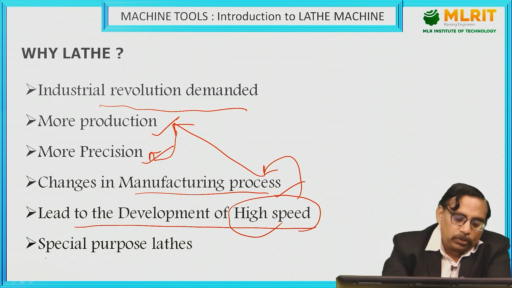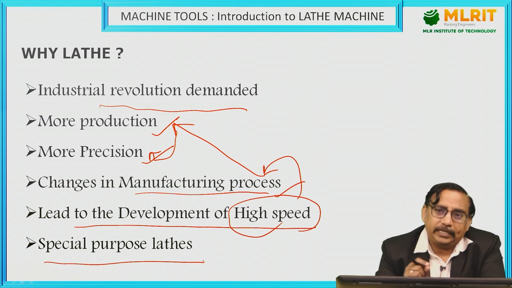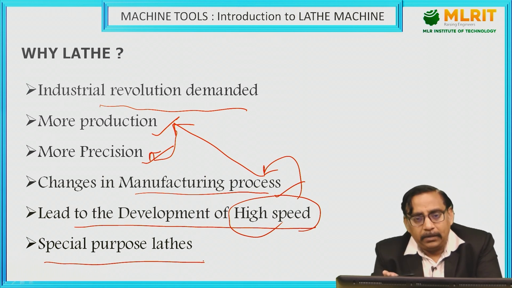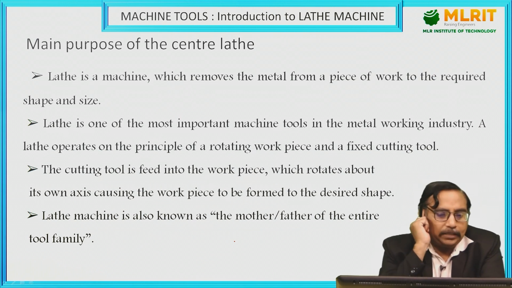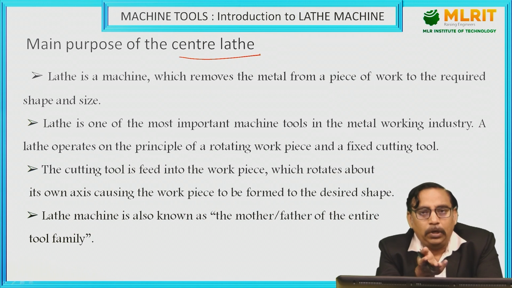There are some special purpose lathes which are designed only for tool room use. Those tool room lathes are used only to produce specific standard gauges or standard devices, such that they can be compared to the machine tools produced with our lathe machine tool. Right. So the main purpose of a central lathe: the central lathe is one type of lathe, and we will discuss in the coming slides why it is called a central lathe.